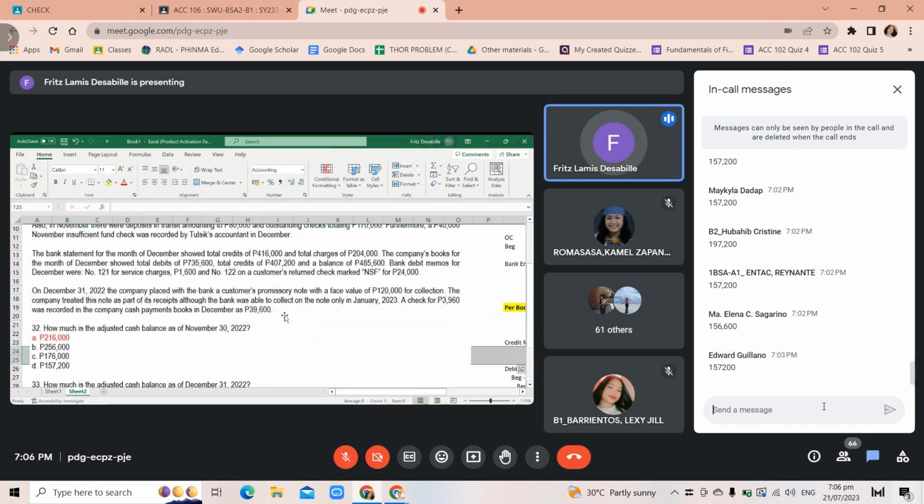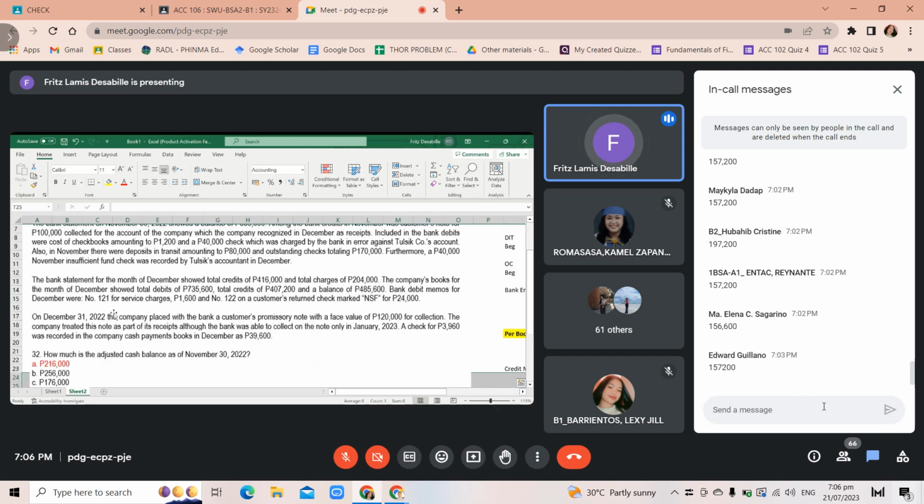All right, so last paragraph. On December 31, 2022, the company placed with the bank a customer's promissory note with a face value of 120 for collection. The company treated this note as part of its receipts, although the bank was able to collect the note in January 2023. Okay. Promissory note with the face value for 120 for collection, pero gi-record nila as collection. So it is a book error, no? Nag-record ka siya og collection daw. However, it was actually collected the next year pa.